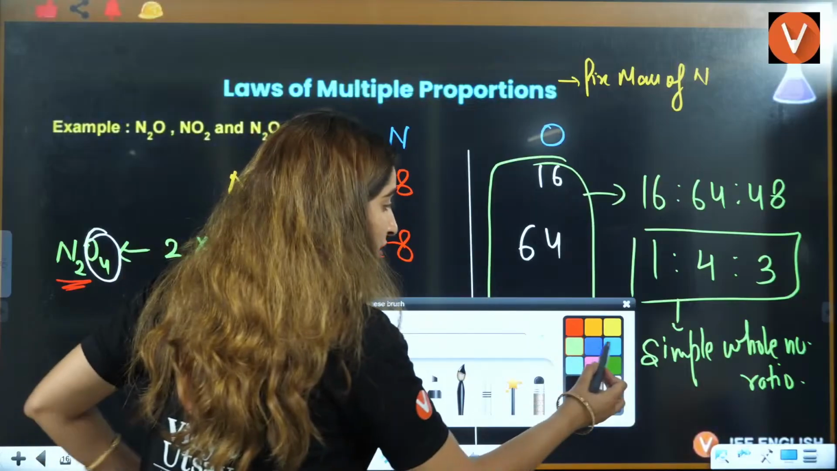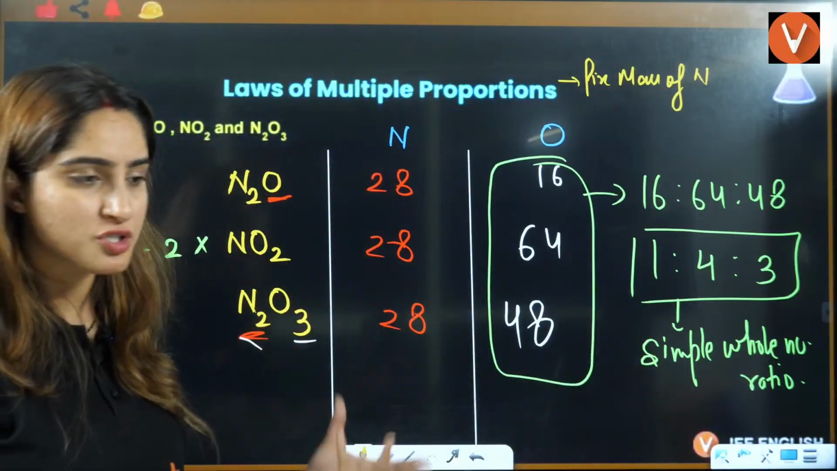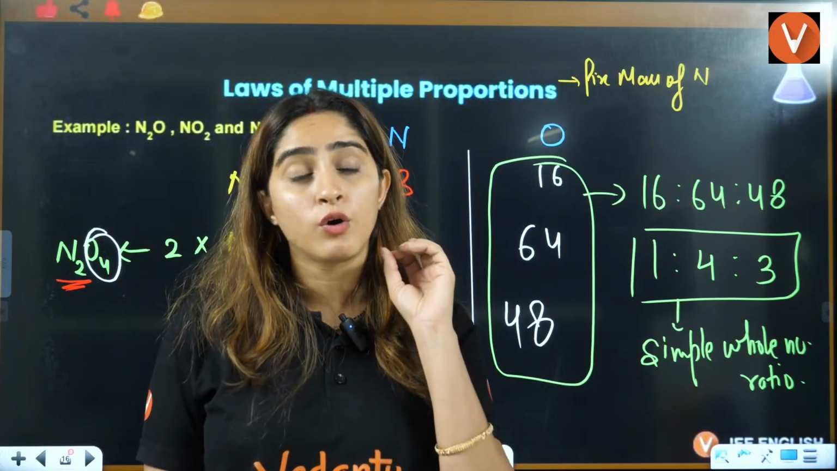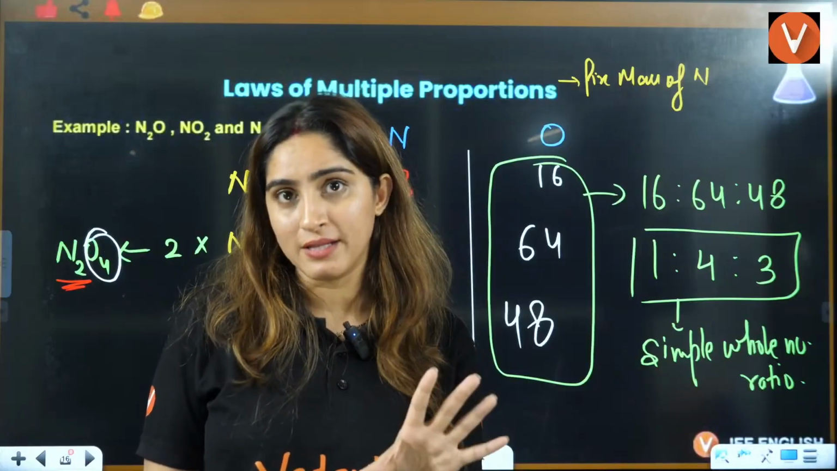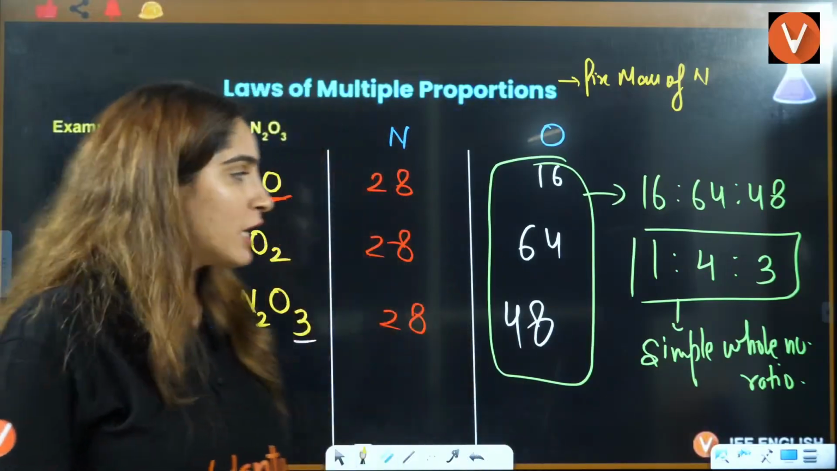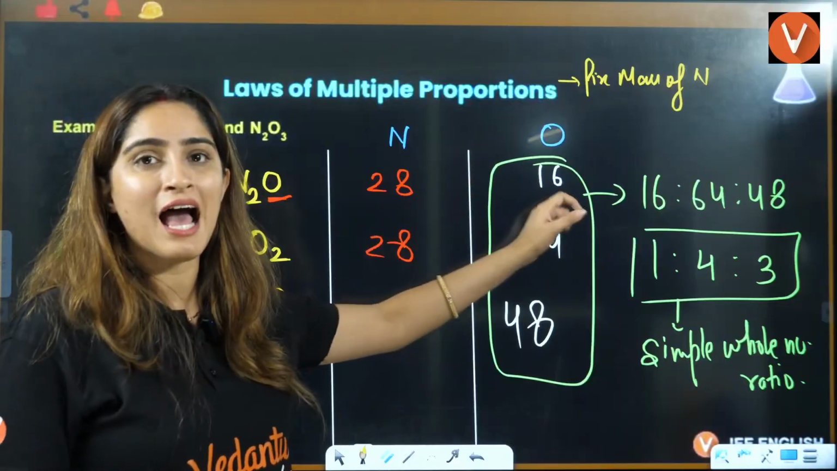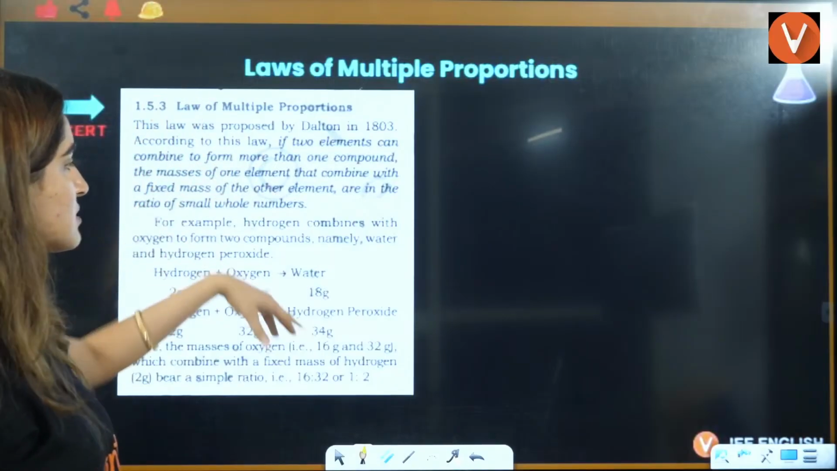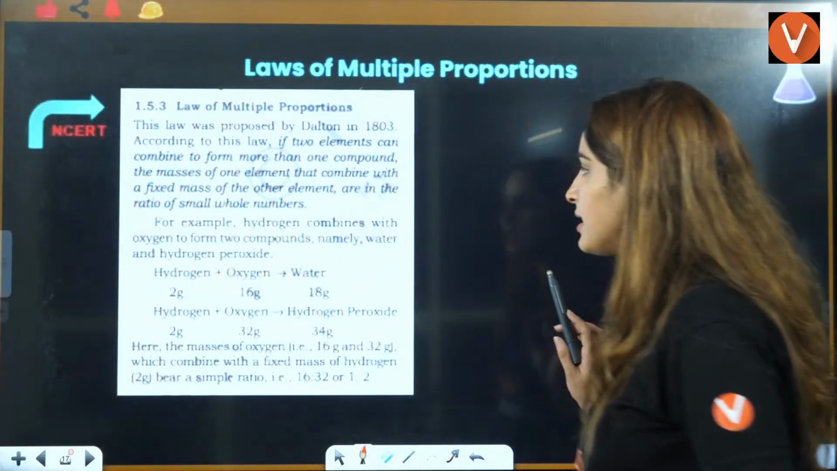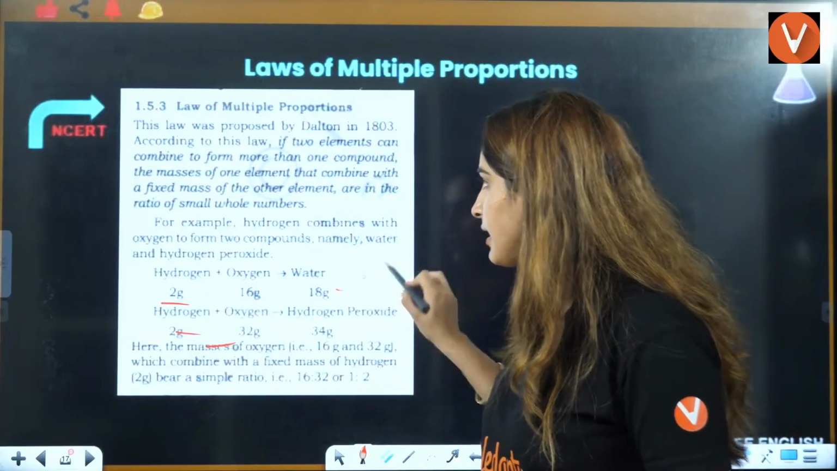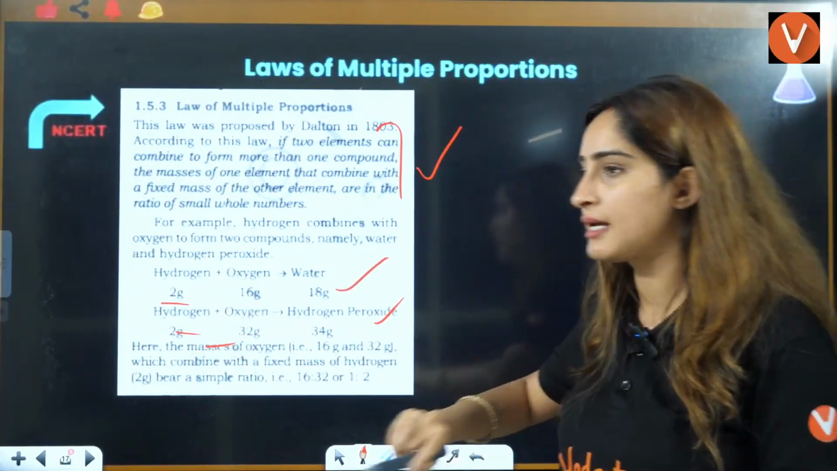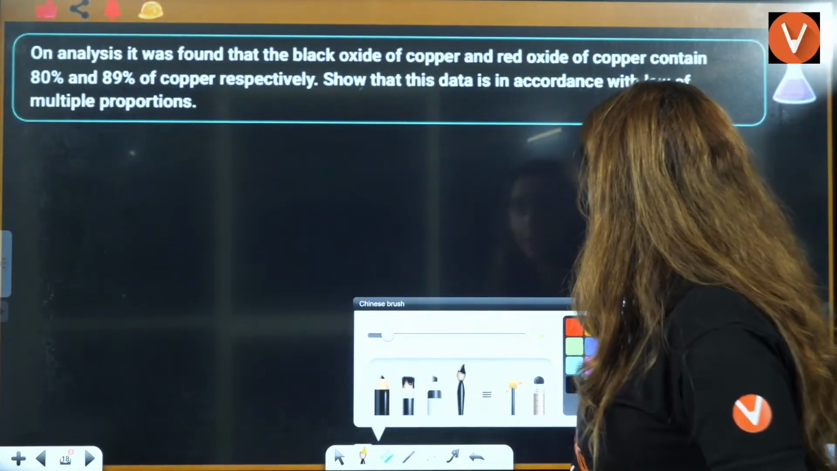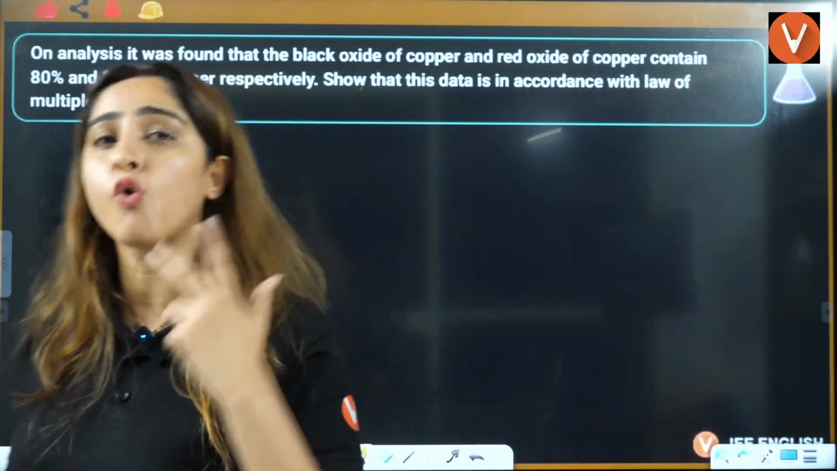So this is the law of multiple proportion: no matter how many compounds you have of the same two elements in different proportions, if you fix the mass of one, the other will have a simple whole number ratio. Yes, everybody, this is the snip from your NCERT. You can see oxygen, hydrogen examples are there, and the same definition is there. I am teaching you more than your NCERT only. I am giving you the snips of NCERT side by side so that you can go through that also.